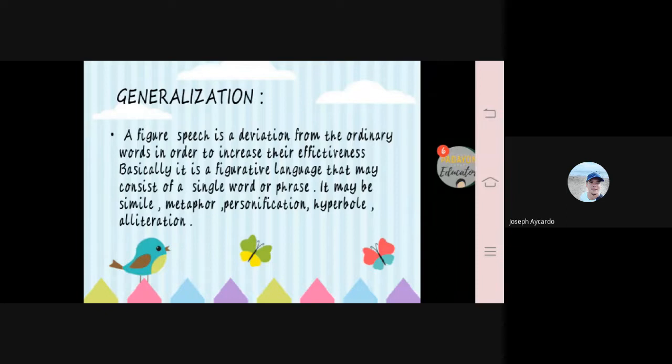Okay, class, for you, Anna, what is a figure of speech again? Okay, thank you. Very good. So, figure of speech is a deviation from the ordinary words in order to increase their effectiveness. Basically, it is figurative language that may consist of a single word or phrase. It may be simile, metaphor, personification, hyperbole, and alliteration. Thank you.